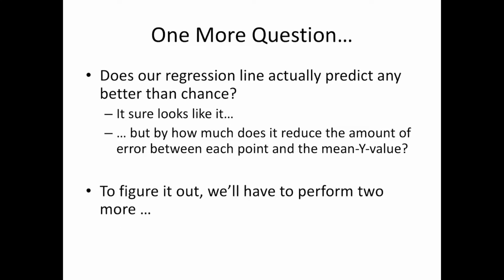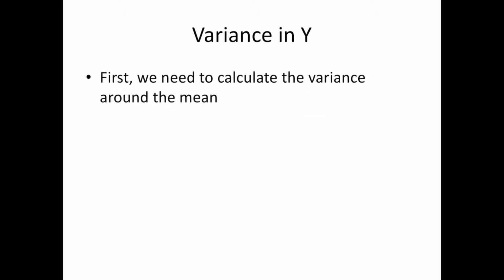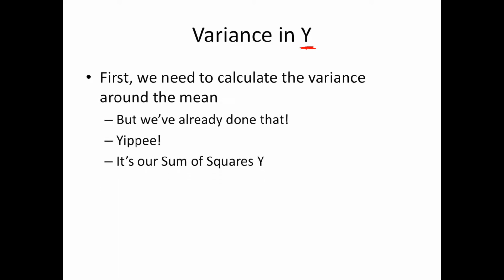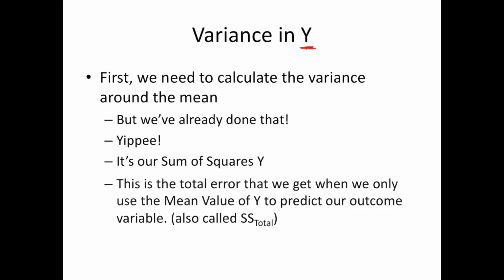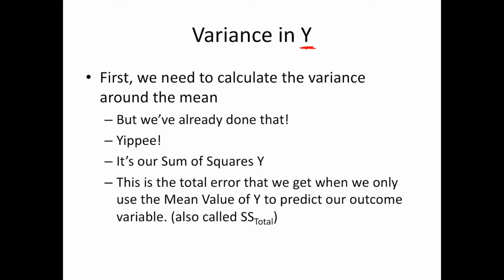So in order to figure that out, we'll have to perform two more calculations. First, what we have to calculate is the variance around the mean. In other words, how much variability is there in final grade? Luckily, we've already done that. We can celebrate. That's what our sum of squares y is, and then when we take the average sum of squares, that's our variance of y. This is the total amount of error that we get when we use only the mean value to predict our outcome. This is also sometimes called the sum of squares total, and we'll come back to that when we talk about ANOVAs.